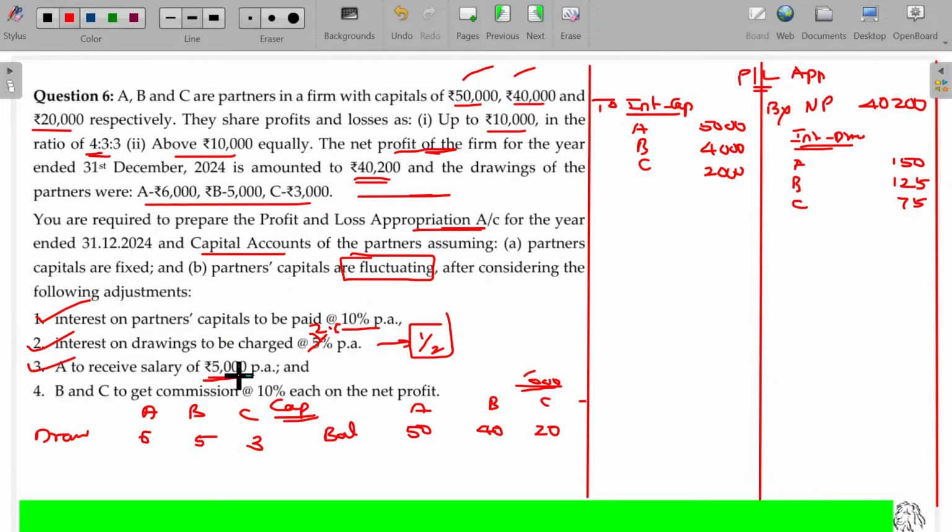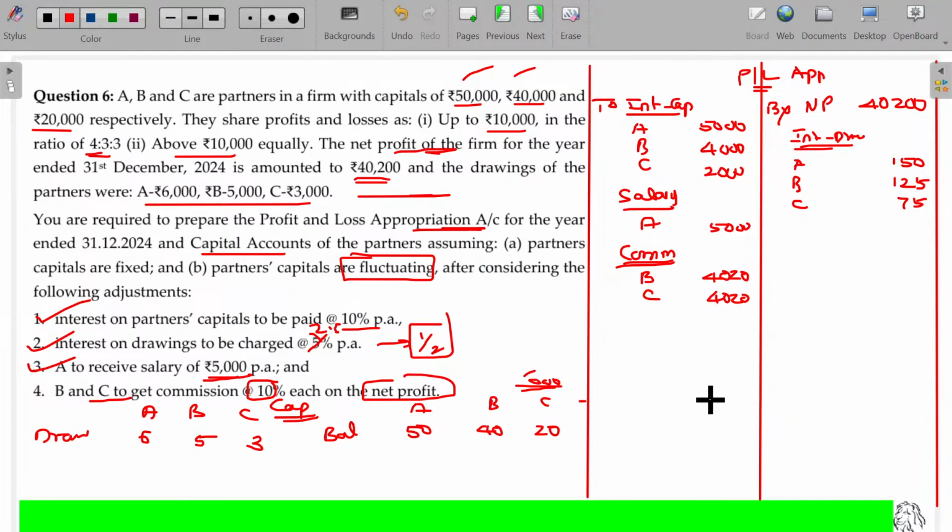A is to receive a salary of 5,000 per annum. So salary is given to whom? A. How much is that? 5,000 rupees. B and C get a commission of 10% each on net profit. A is supporting the business by running it full day, and B and C contribute by way of business development, showing their contacts. So they are given commission at the rate of 10%. 10% on 40,200 being 4,020 is the commission for B, as well as another 4,020 is the commission for C.